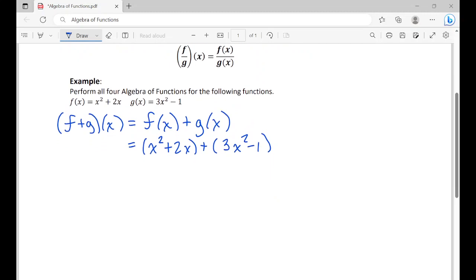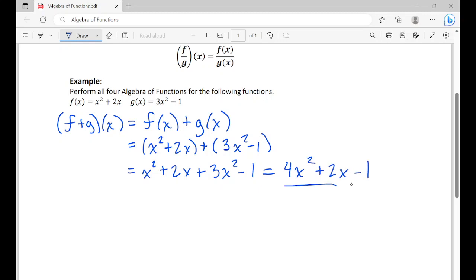And we don't really need the parentheses, so we can just drop them. So x squared plus 2x plus 3x squared minus 1. And just combine the like terms, which is just the x squared and the 3x squared, which will give us 4x squared. And then 2x and 1 just get tagged along. And here is f plus g of x.